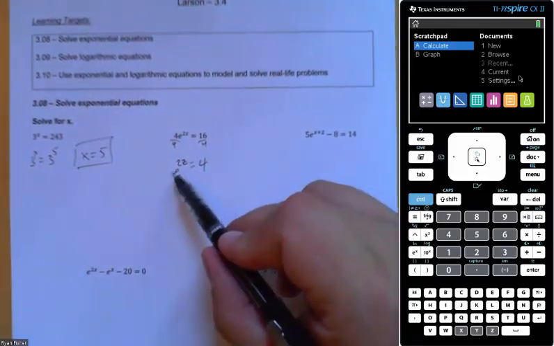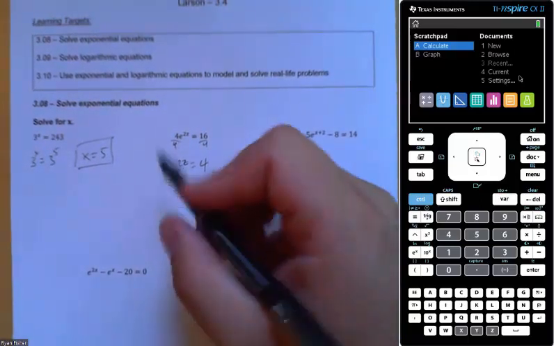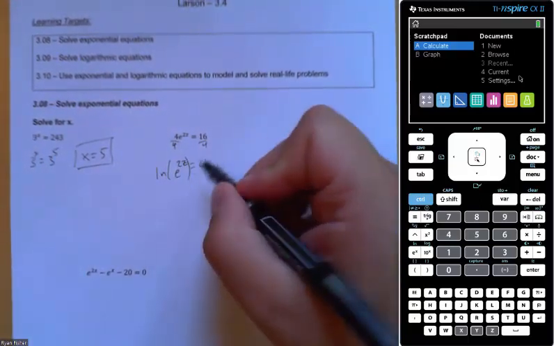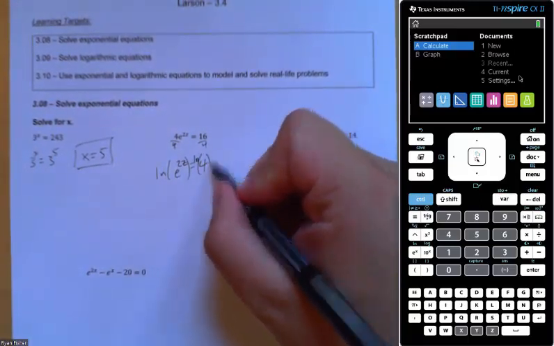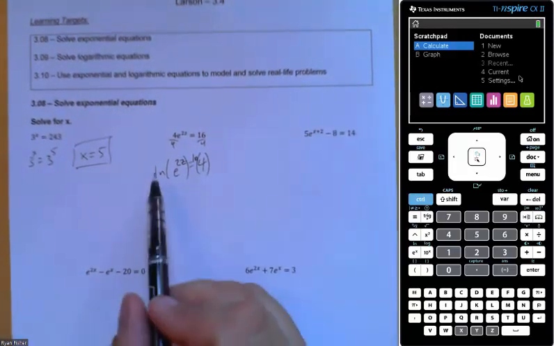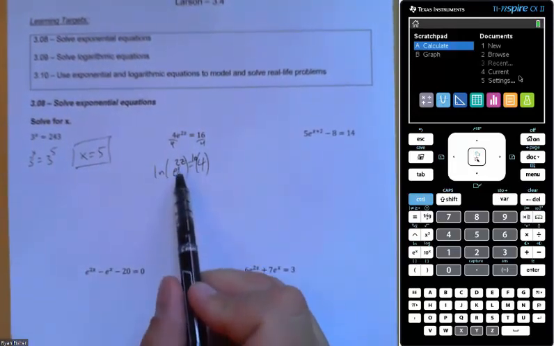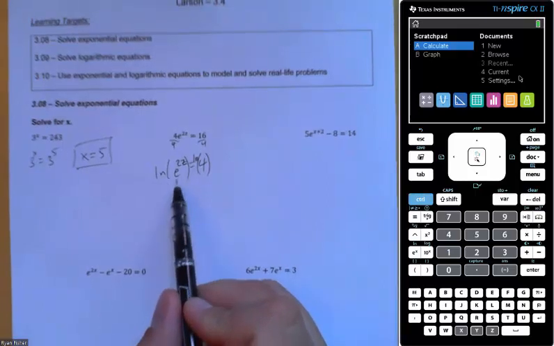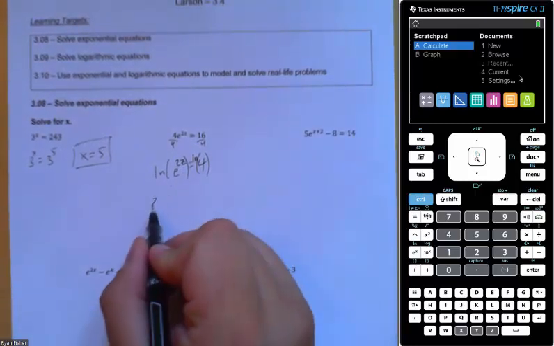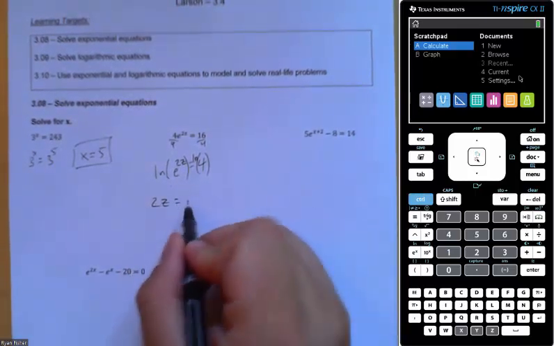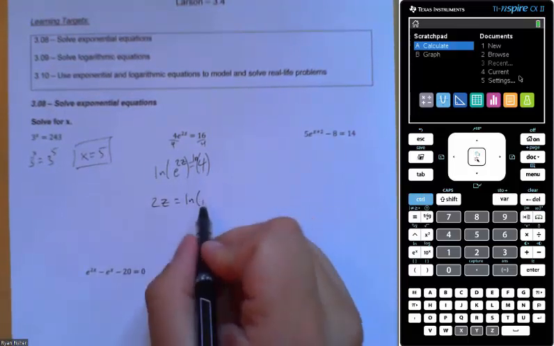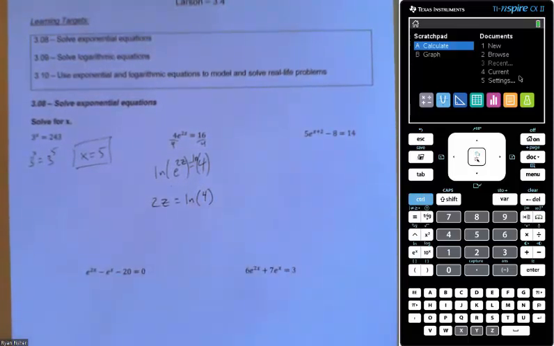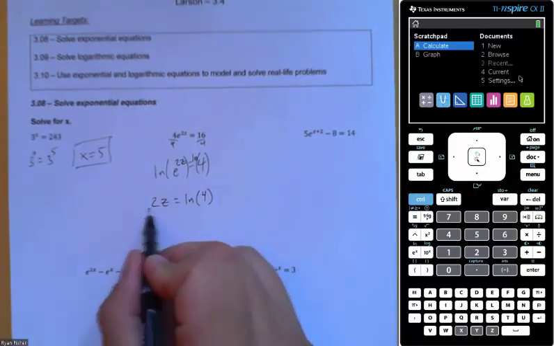I can undo this exponential by using its inverse, namely the natural log. So putting in natural log of both sides. The natural log of e to the 2z, log base e of e to some exponent, is just that exponent. And the price I pay is I have a natural log on the other side. Divide everything by 2.